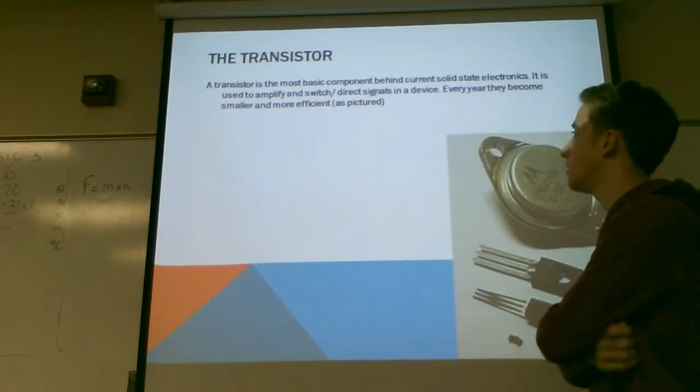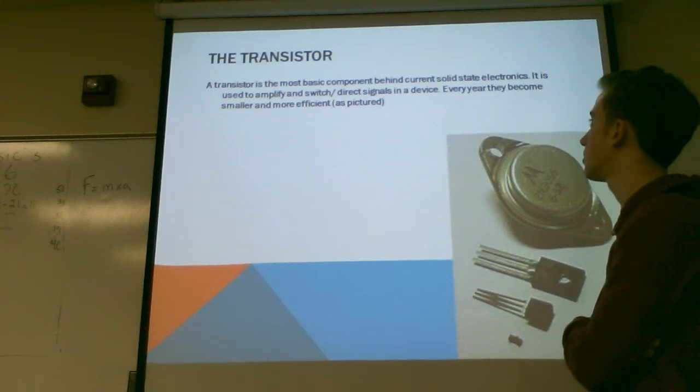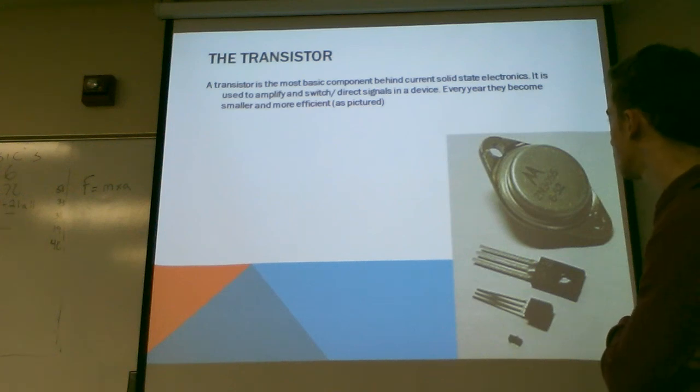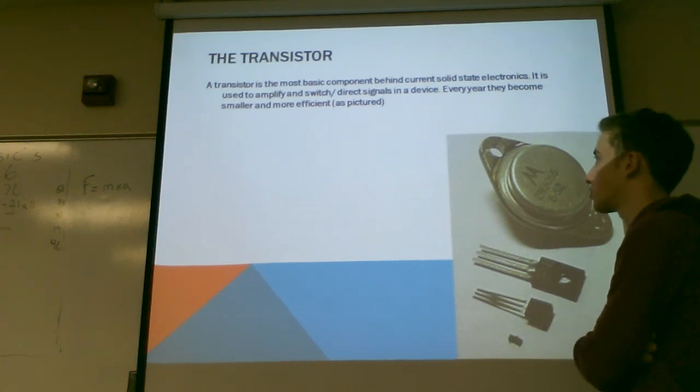The transistor. A transistor is the most basic component behind a current solid-state electronic. It is used to amplify and switch direct signals in a device. Every year they become smaller and more efficient, as pictured.